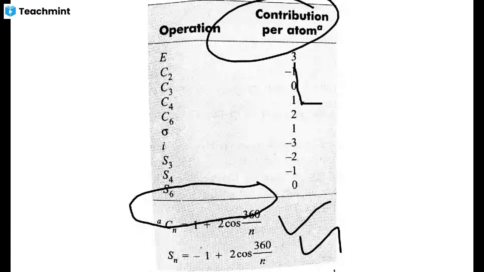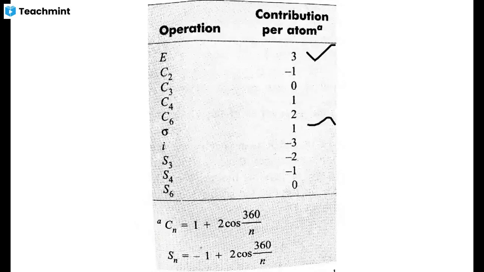This is the contribution per atom. For E, sigma and i, it is constant. For Cn axis and Sn axis, there is a formula. Okay, 1 plus 2 cos theta, where theta is 360 divided by n. And for Sn, it is minus 1 plus 2 cos theta, where theta is 360 divided by n.